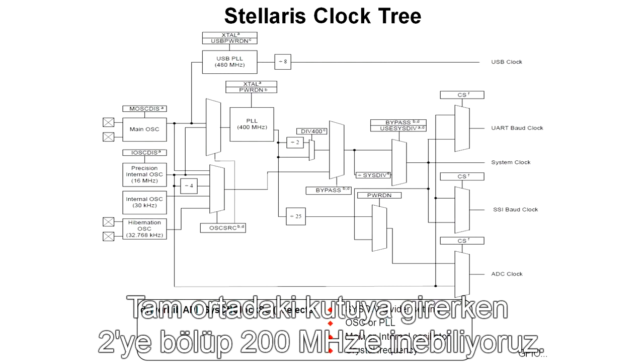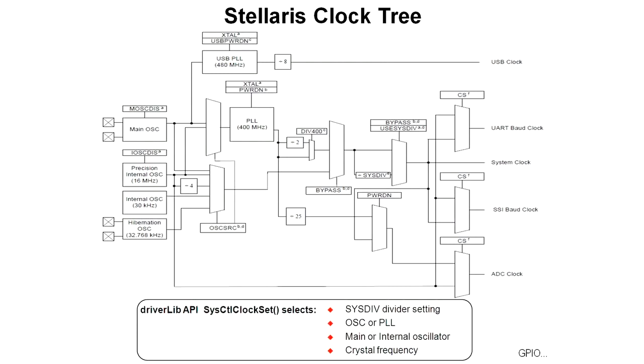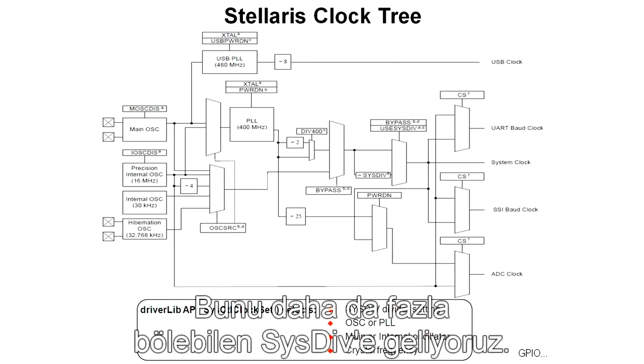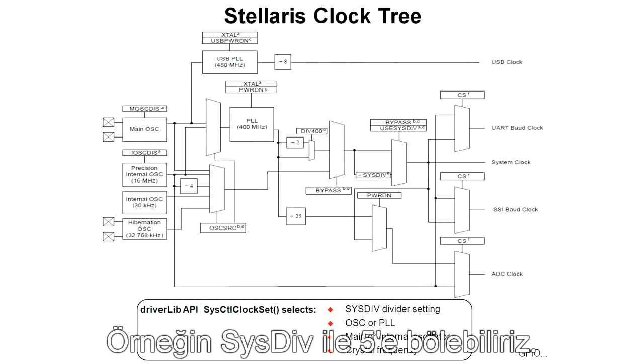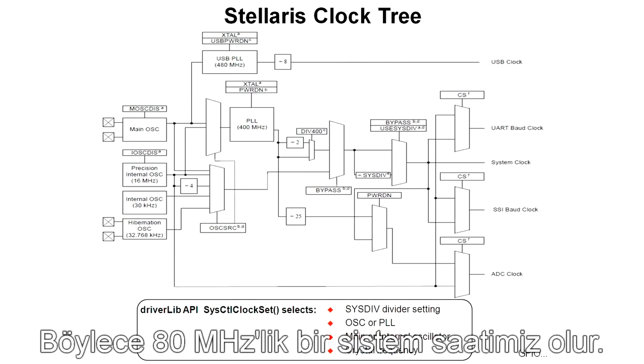There's a divide by 2 that divides it to 200 MHz there for that very center MUX. Our sysdiv then will divide it further. Normally you might divide it by, let's say, 5. 5 would give you 80 MHz for your system clock.